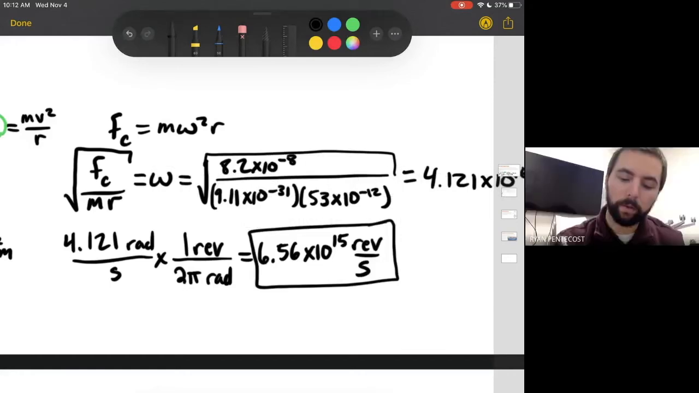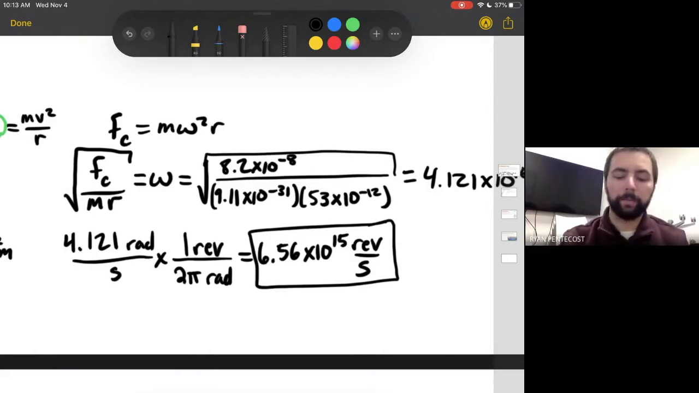Moves darn fast. It's moving at almost 6.5 quadrillion revolutions every second around this hydrogen atom. I guess around the proton in the hydrogen atom, right?